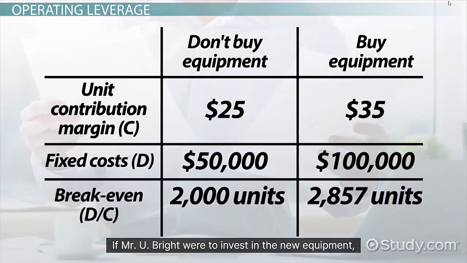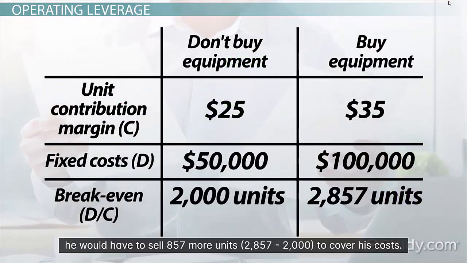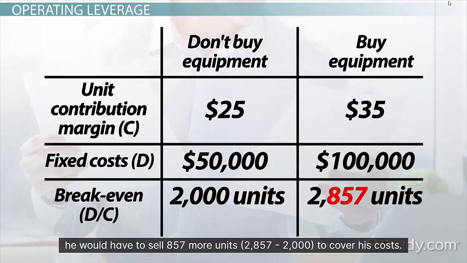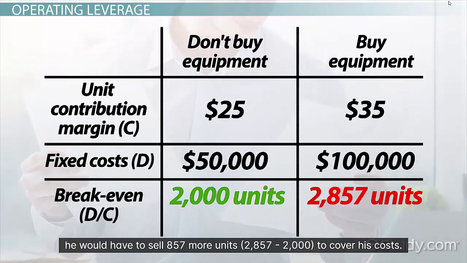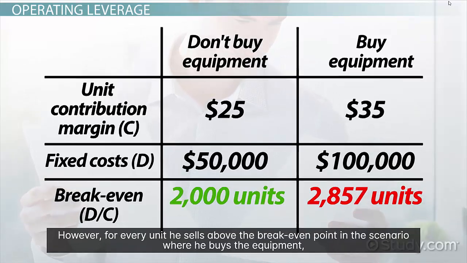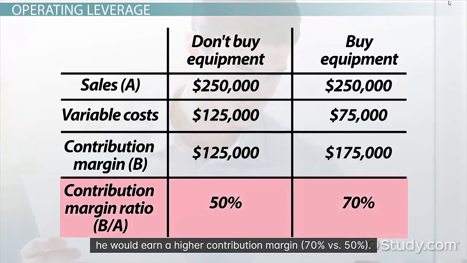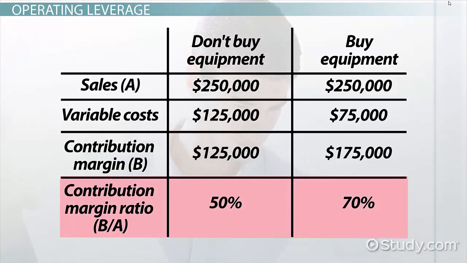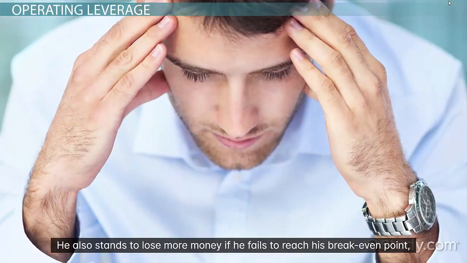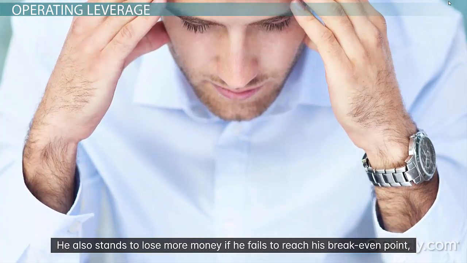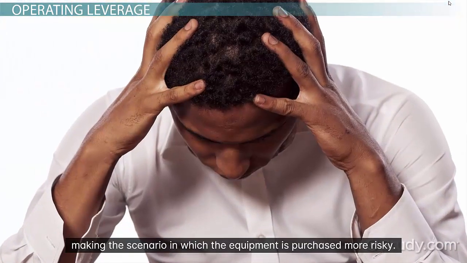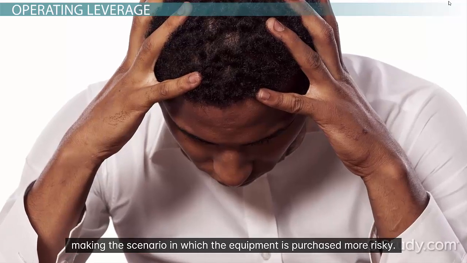If Mr. Ubright were to invest in the new equipment, he would have to sell 857 more units, 2,857 minus 2,000, to cover his costs. However, for every unit he sells above the break-even point in the scenario where he buys the equipment, he would earn a higher contribution margin, 70% versus 50%. He also stands to lose more money if he fails to reach his break-even point, making the scenario in which the equipment is purchased more risky.